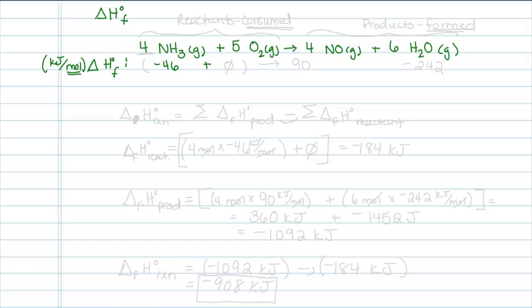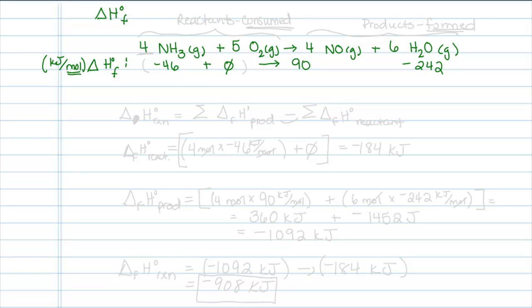For oxygen is 0, that is already at standard state. It doesn't take any energy to form it. For nitrous monoxide gas, it would be 90. And for water, gaseous water, is negative 242. So all this tells us how much energy it takes to form.